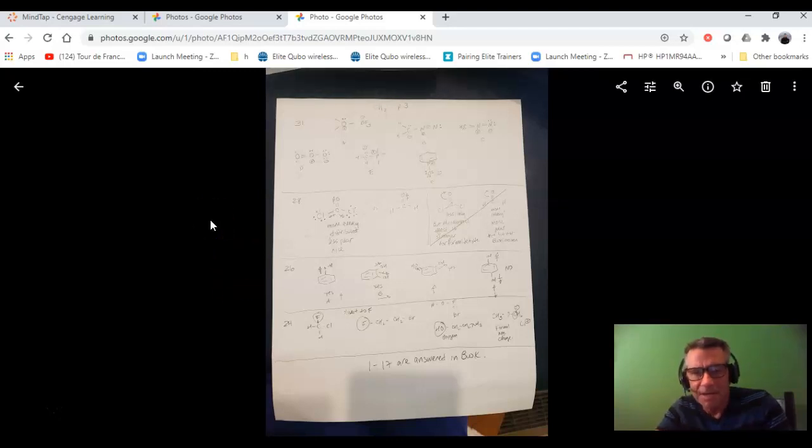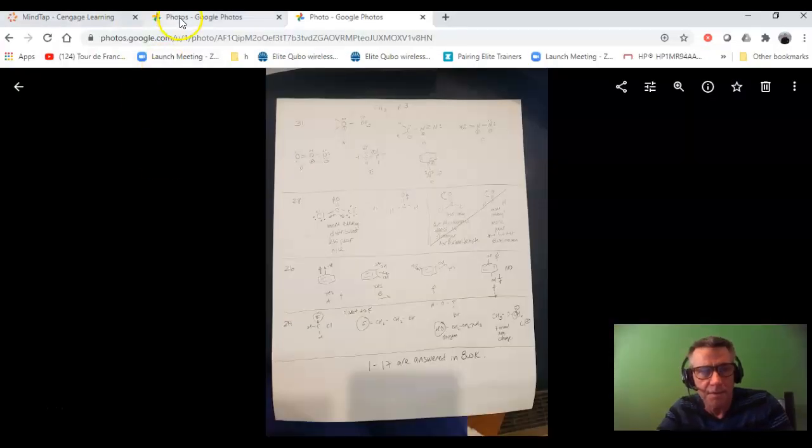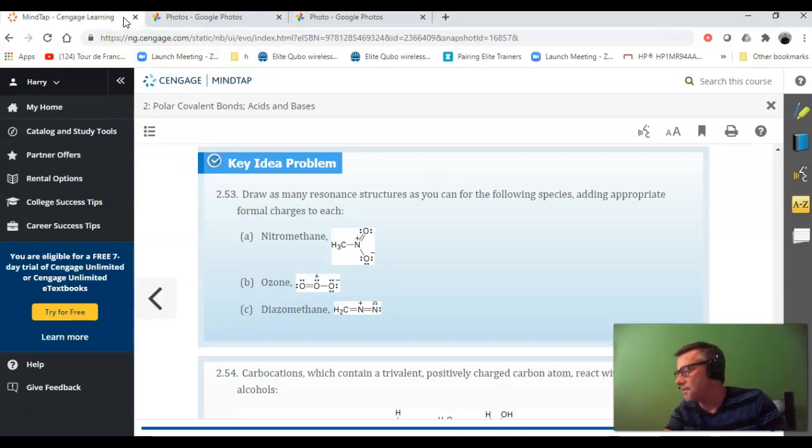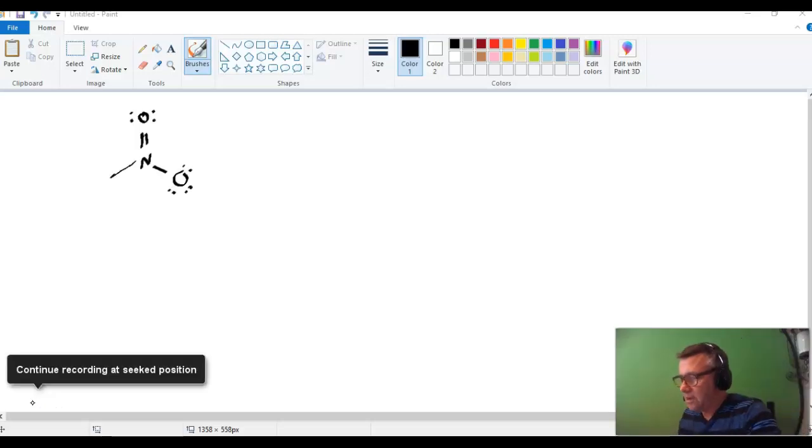So I'm going to go to the problems here, and let's see. So if I go here, yeah, there's 53. You should see that on the board right there on your screen. And let's go ahead and answer these problems. So question 53 asks you to draw as many resonance structures for various molecules. And they start with this structure here. This is nitromethane, and we want to be able to come up with reasonable structures.